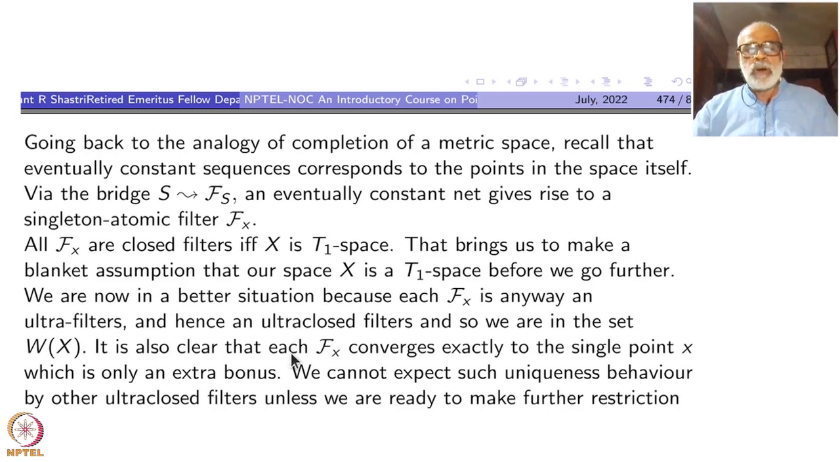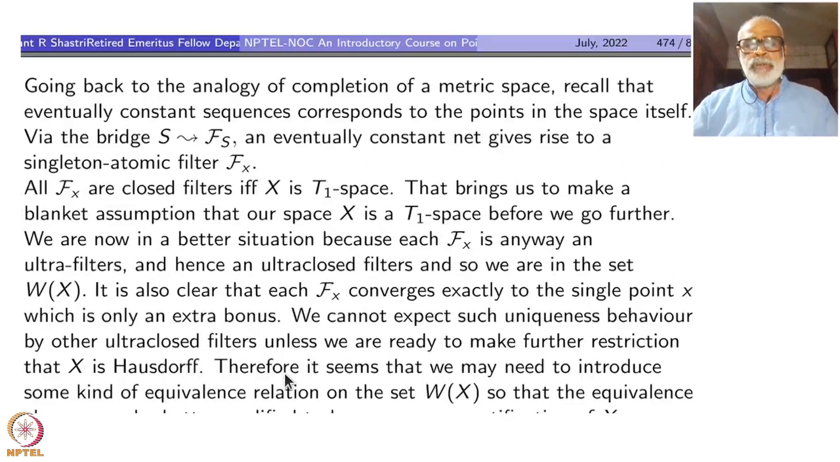It is also clear that each FX converges exactly to one single point. That is very important for us, right? That is an extra bonus though. We were not bothered about that, but that is because of some strange reason. There is no T1-ness or T2-ness involved. We don't want to bring the T2-ness here. You see, usually a filter will converge to a unique point if you have a Hausdorff space. That is not the reason. These are very special filters, the FX. They will converge to only one single point. We cannot expect such uniqueness behavior by other ultrafilters unless we are ready to make a further restriction that X is Hausdorff, right?